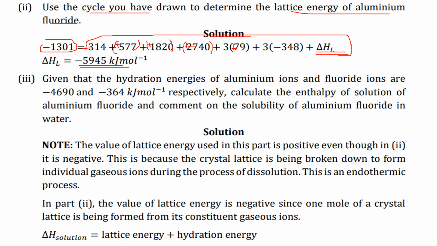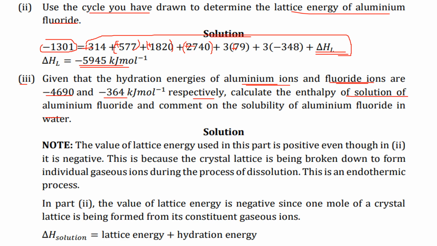So when you're going to Roman number 3, that's where we're going to talk about enthalpy of solution. And here, you're going to be given hydration energy. So you're going to say that, given that the hydration energies of aluminium ions and fluoride ions are negative 4,690 and negative 364 kilojoules per mole respectively. That means this value is for aluminium ions and the next value is for fluoride ions. So calculate the enthalpy of solution of aluminium fluoride and comment on the solubility of aluminium fluoride in water. So what you're going to note here is, 1.